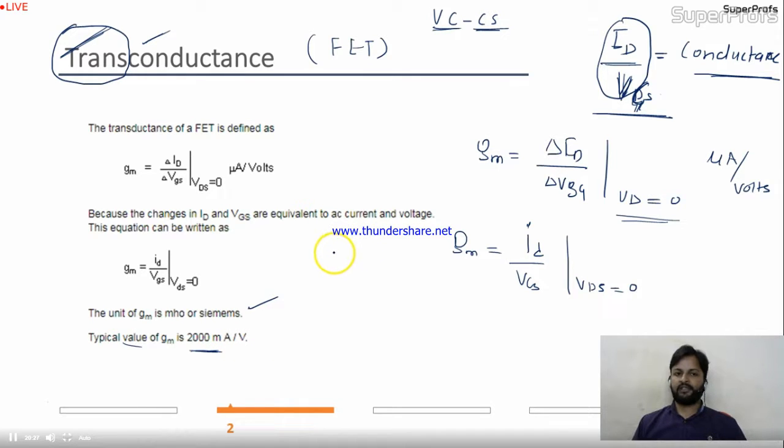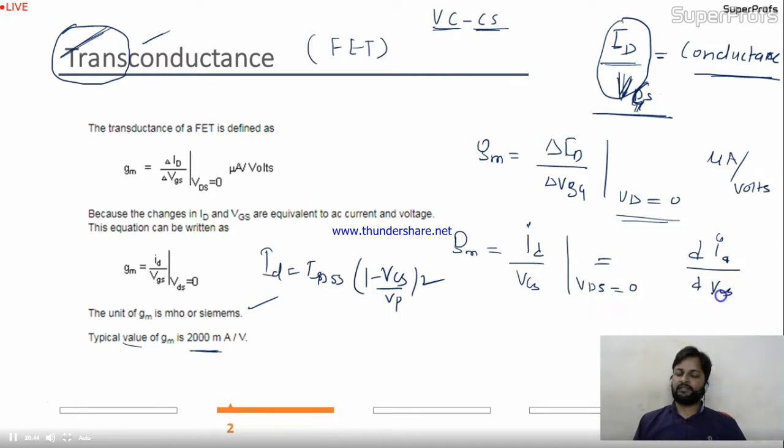Is it okay, friends? Now your equation: you have ID equal to IDSS into 1 minus VGS by VP whole square. You have to differentiate it with respect to VGS, I can call it DID by dVGS also. If you differentiate it, you will get your GM.